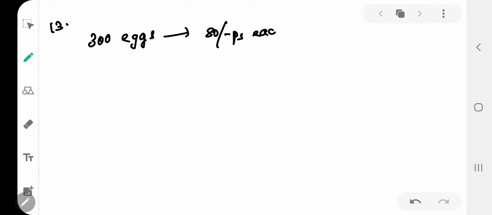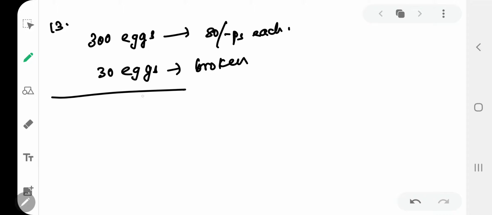I'll jump on to problem number 13, which says a shopkeeper bought 300 eggs. So he bought 300 eggs for rupees 80 paisa each. 30 eggs were broken. So the remaining will be 270 eggs.